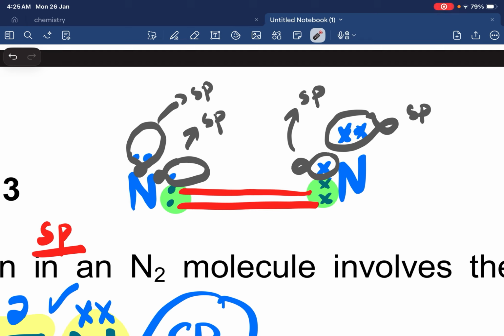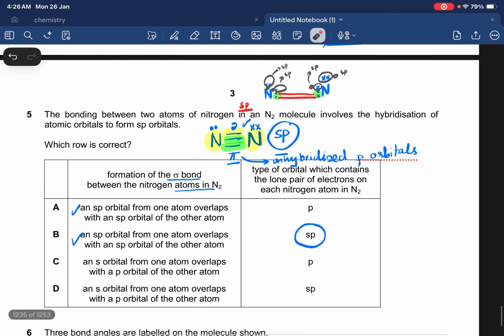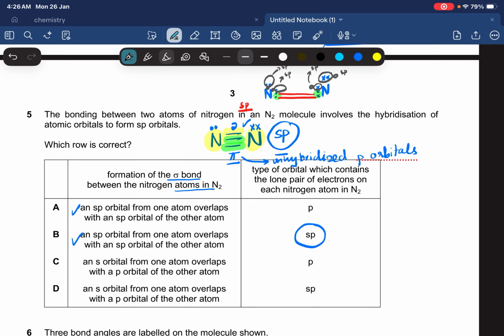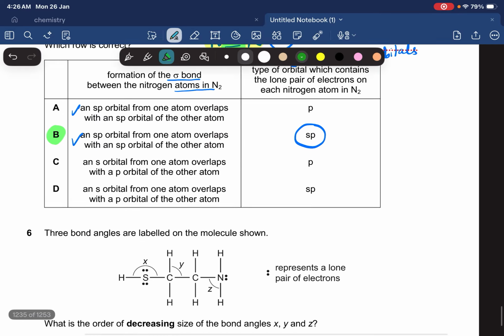Even the lone pairs are present in hybridized orbitals, though they're not involved in bonding. You have to realize this. So this lone pair is going to be in this sp orbital, and this other one is going to make a bond with this, which is also present in sp. That's how the bonding works in nitrogen. To make sure that you are able to do this, your concepts of bonding should be very strong.